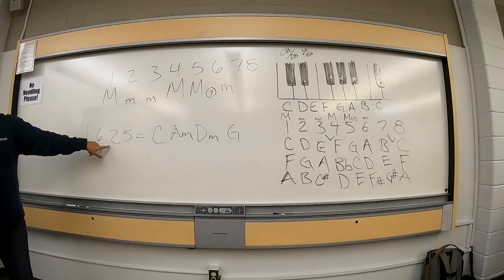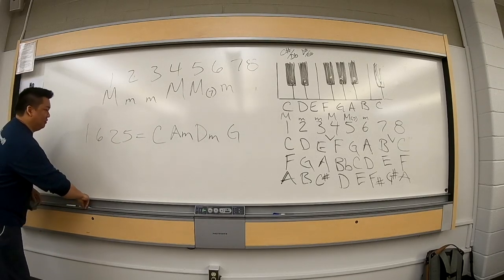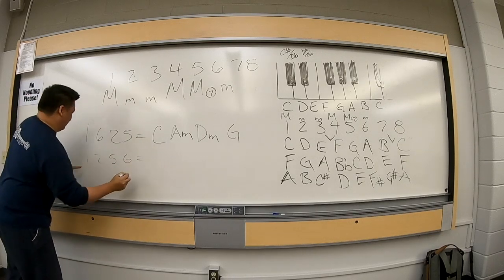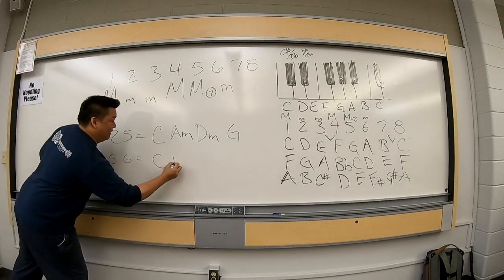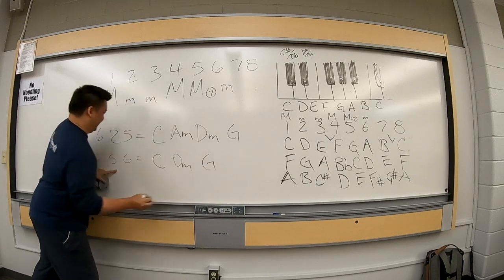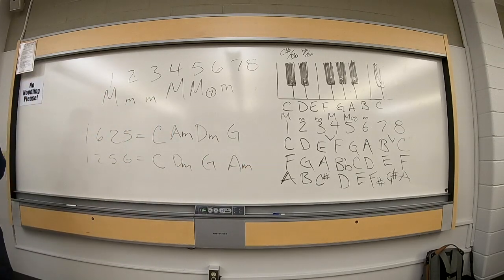Well, if the 6 and 2 flipped, for example, if I played a 1, 2, 5, 6, my chords then become: what is my 1? C. What is my 2? D minor. What is my 5? G. What is my 6? A minor. So the progression completely changes. Right, but it's the same notes. Yeah. C, D minor, G7, and A minor. It's the same chords, but completely different. Yes, I understand.